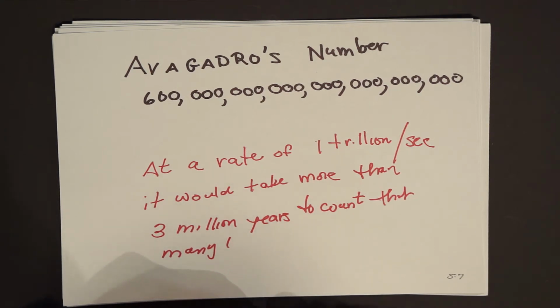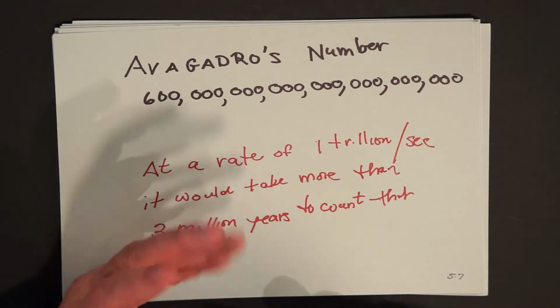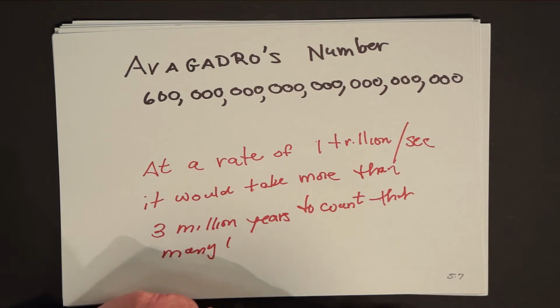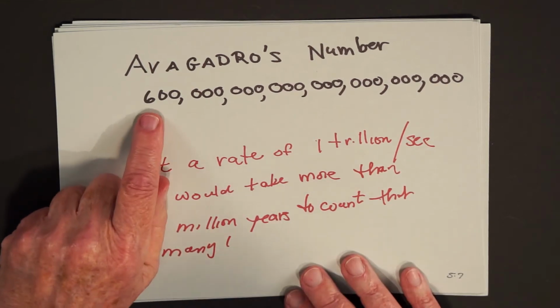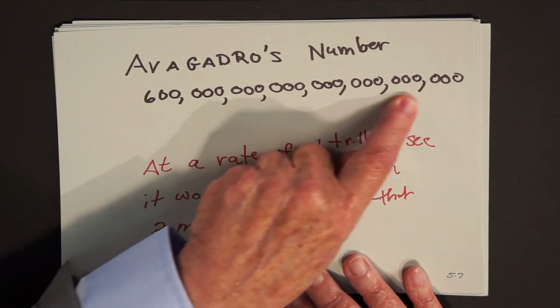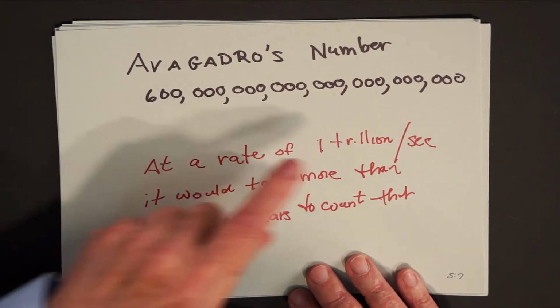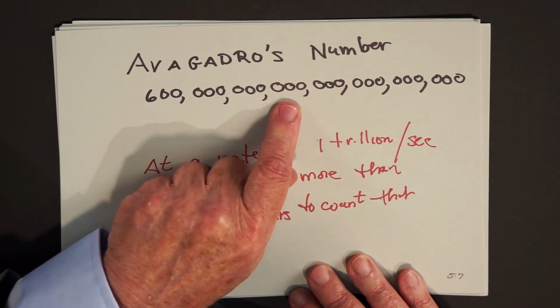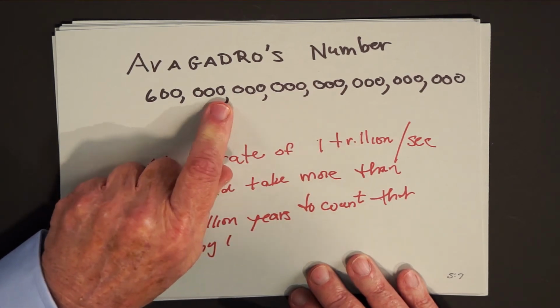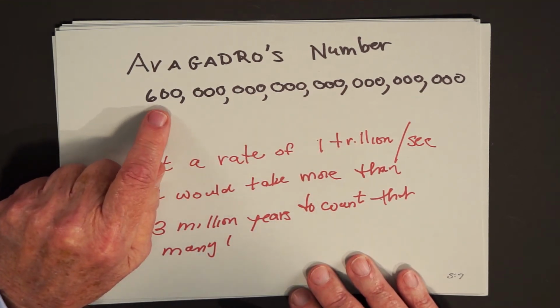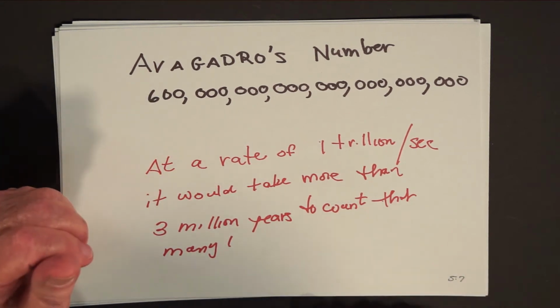And that was the number of atoms in what they called a mole of a substance. So in more familiar terms, it would be the number of atoms in about an ounce of water, a half ounce of water. And the number he came up with was a 6 followed by 23 zeros. I don't even know how you'd read this. Units, thousands, millions, billions, trillions, quadrillion, quintillion, sextillion, 600 sextillion. Pretty big number. And I'll tell you how big that number is.